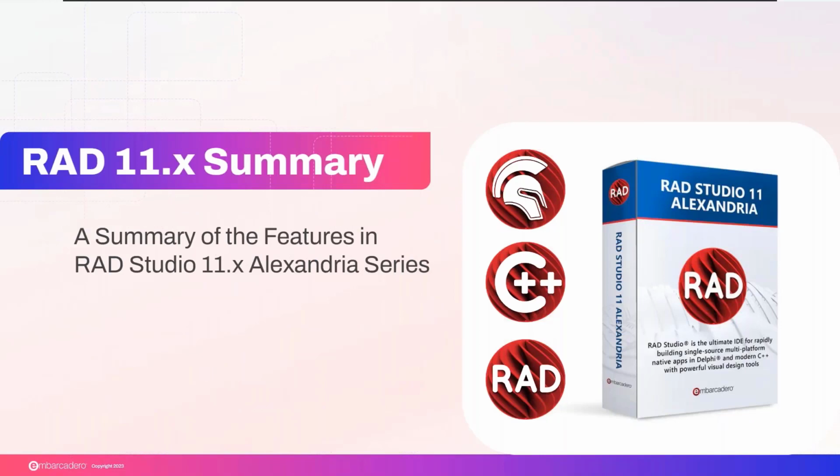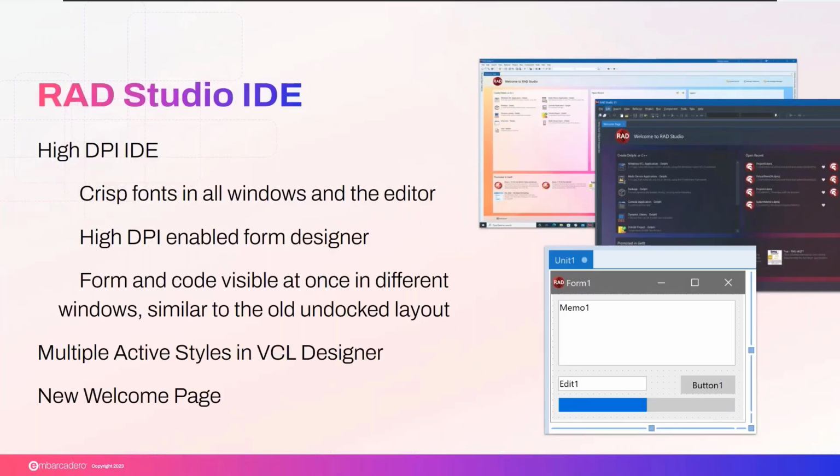And as I mentioned, we're going to go through a quick summary of the new features that were included in the 11 Alexandria series. There has been a whole revamp of the IDE. We've put a lot of effort into making the IDE available for high DPI. So now we have crisp fonts in all windows and the editor. We have a high DPI enabled form designer as well, so what you see on the screen is going to be what your customers will see. And now it's also very cool because they have the form and code visible at once in different windows, which is something that a lot of people were requesting.